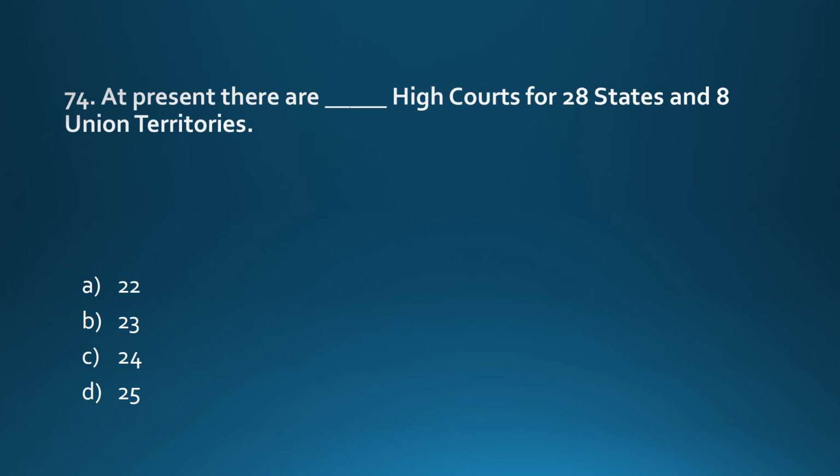Question number 74. At present, there are dash high courts for 28 states and 8 union territories. Option A 22, option B 23, option C 24, option D 25. Correct answer is option D, 25.